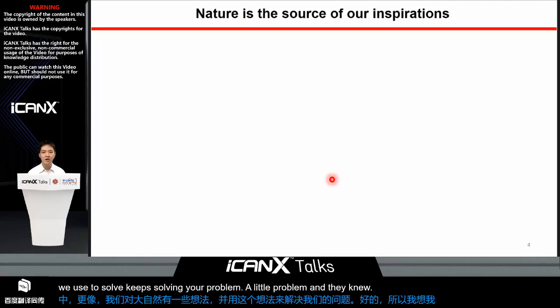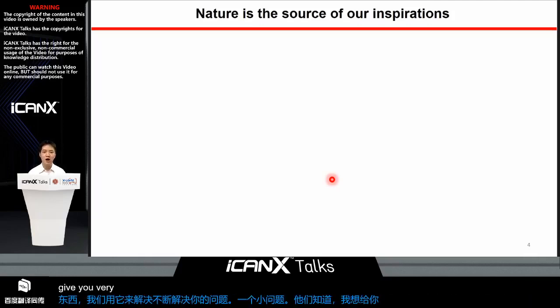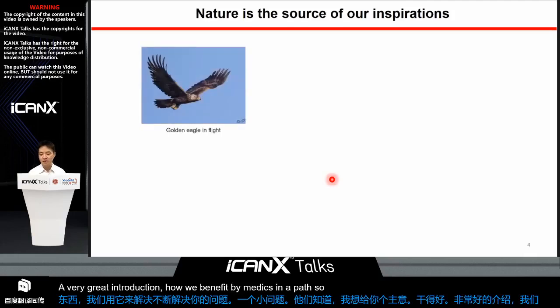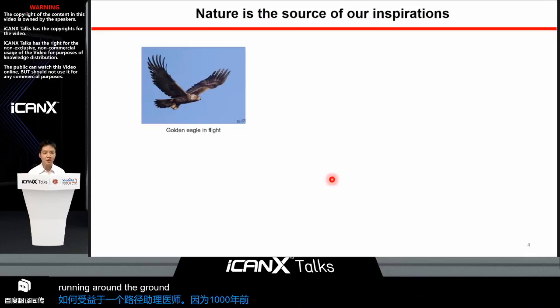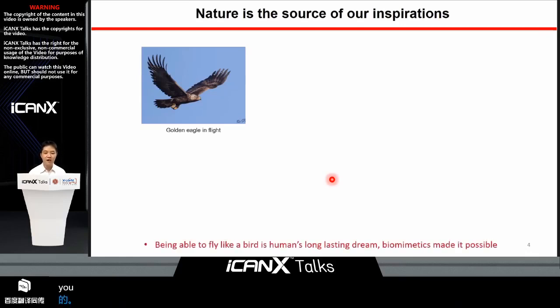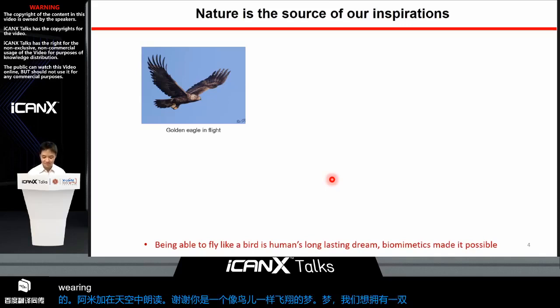I want to give you a very brief introduction how we benefited from biomimetics in the past. Since many thousand years ago, we were running on the ground chasing other animals. We see the birds, the eagle, flying freely in the sky, right? So that gives us a dream to fly like a bird in the sky freely. We want to have wings, but of course, we can't do it unless we're in the dream, right?